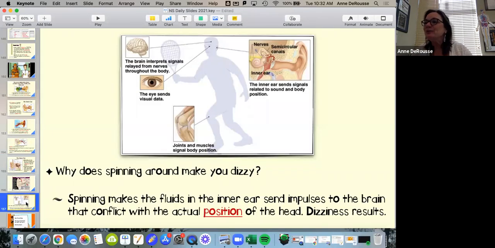So spinning around, why does that make you dizzy? Because when you're spinning really, really fast, the fluids in your ear are sending an impulse to the brain, but that impulse isn't agreeing with the position of your head, so you're dizzy. So the impulse hasn't had time to catch up with the new position of your head when you're spinning around so much, and that's why you feel dizzy.